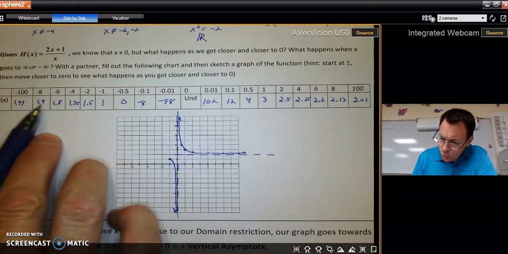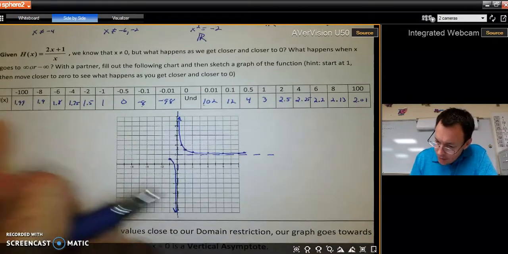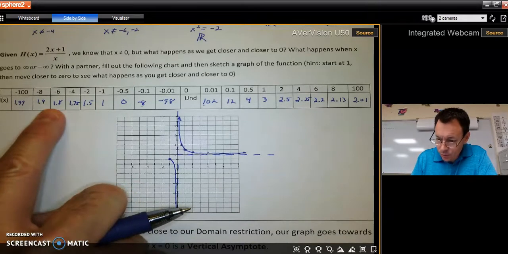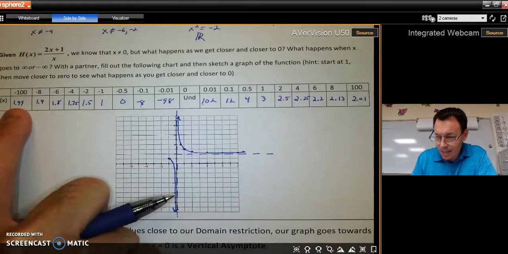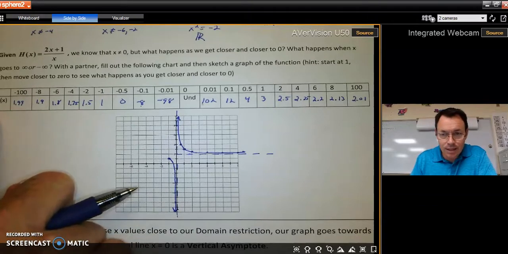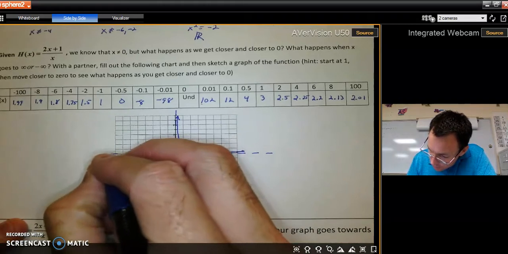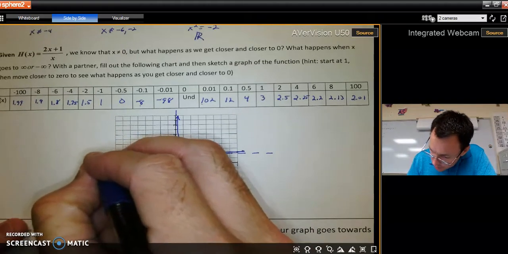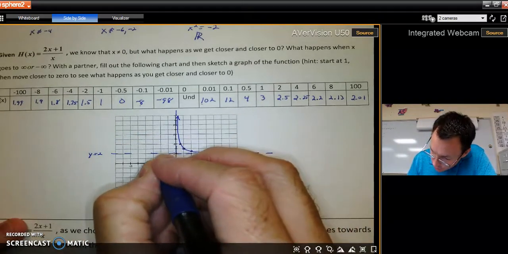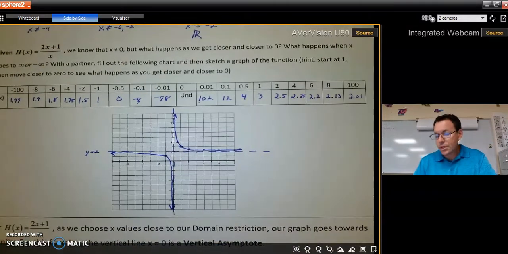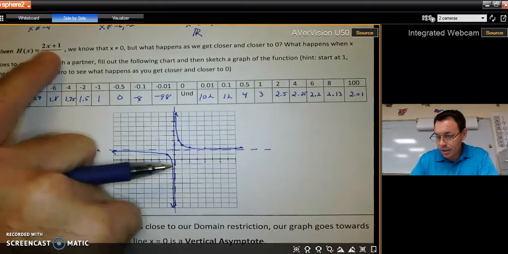And as my numbers get way, way, way big negative, there's 1, and then 1.5, 1.75, 1.8, 1.9, 1.99, 1.99999. I'm getting closer and closer to this value of 2. So that's y equals 2. But I'm never going to quite get there. I'm just getting closer and closer and closer to it. Okay? So this is a graph of that function.